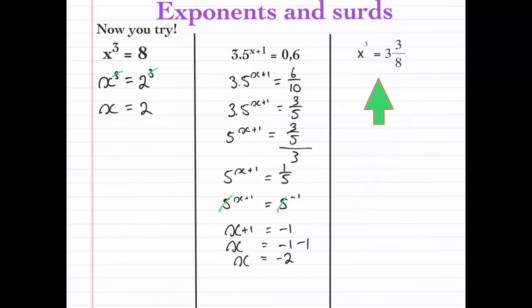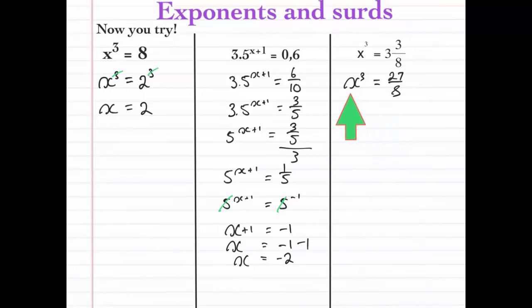Now, how about this? Again, something stands out. I don't want a mixed fraction. So I'm going to have x to the power of 3 equals, and I'm going to rewrite this mixed fraction into a proper fraction. So 8 times 3, that's 24, plus 3, that's 27. 27 over 8, right? Okay.